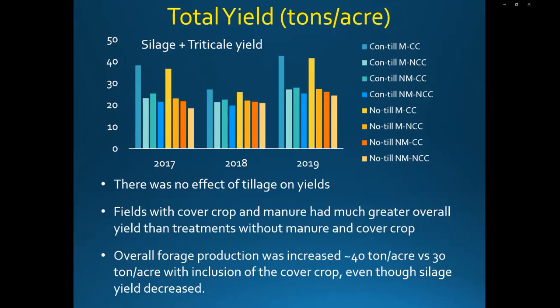So even though our silage tonnage was decreased to mid-20s, overall, we still ended up with 40 tons per acre versus the 30 tons that we had gotten before we started implementing a cover crop into the rotation. So even though there can be a yield depression, you can still end up with more forage, especially when you have manure and it's producing that much biomass.